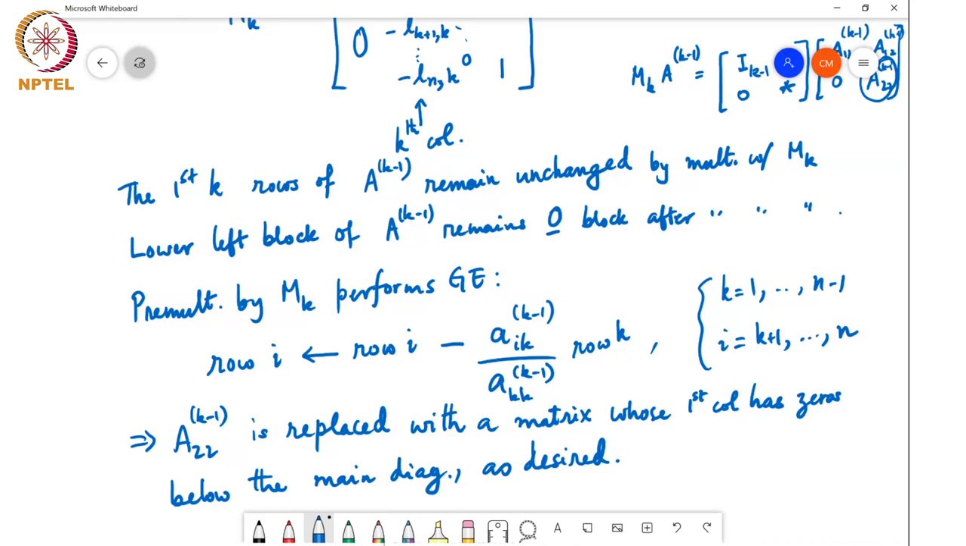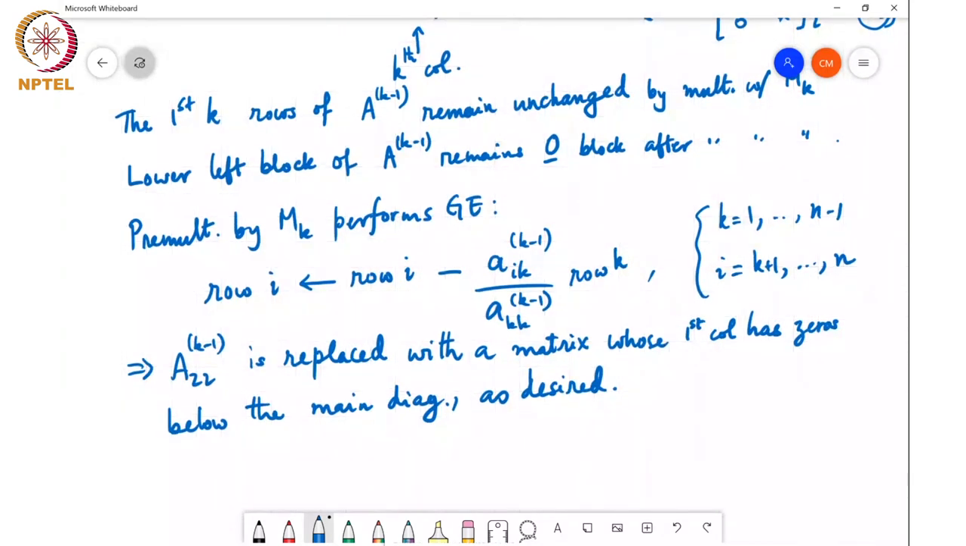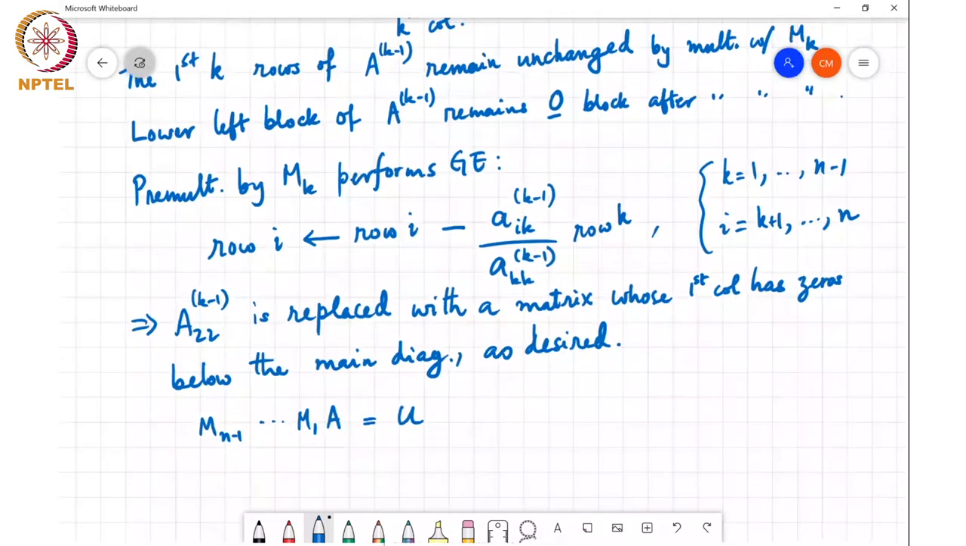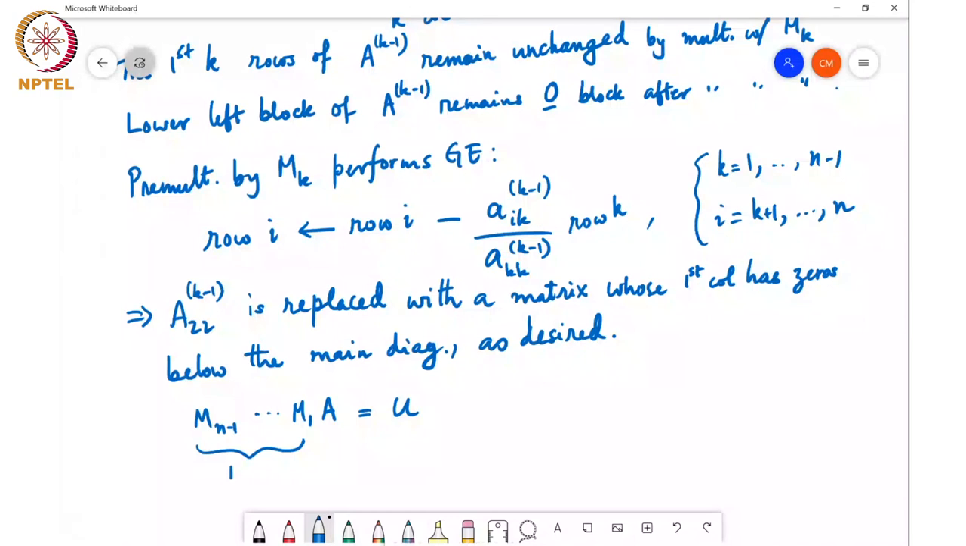Okay. So now we know how to construct these matrices M1, M2, up to M_(n-1). And each of these matrices is lower triangular by construction. And the product of a series of lower triangular matrices is lower triangular. So basically what we have is M_(n-1) all the way up to M1 times A is equal to U. And this U, ultimately, after all these operations, will reduce the matrix A to an upper triangular form.